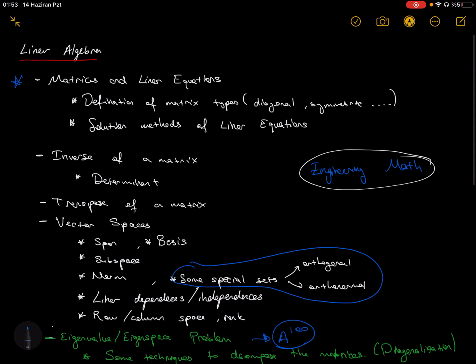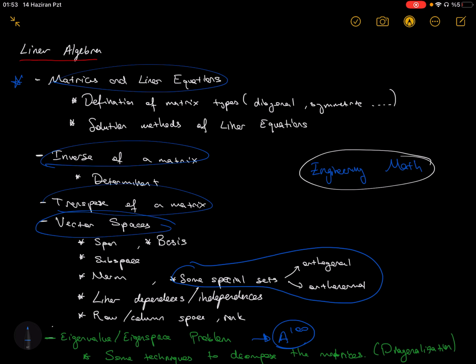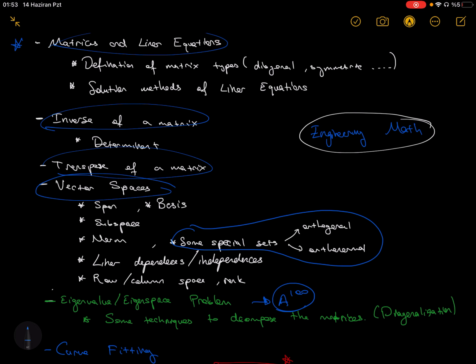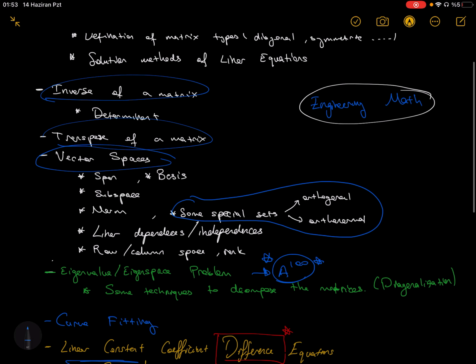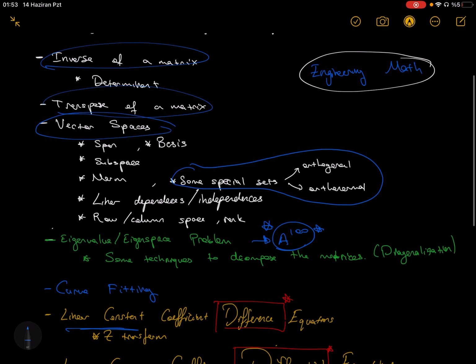And in the linear algebra part, we will study matrices and linear equations, the inverse of a matrix, the transpose of a matrix, and vector spaces. These are really important headlines for us. And then we introduce the eigenvalue and eigenspace problem. I wrote it in a different color because it's quite unrelated to what we have done previously, but thanks to that we are able to compute higher powers of a matrix, for example A to the 100, A to the 200, A to the 1000, even A to the 1 billion, and it will help our studies and our research.